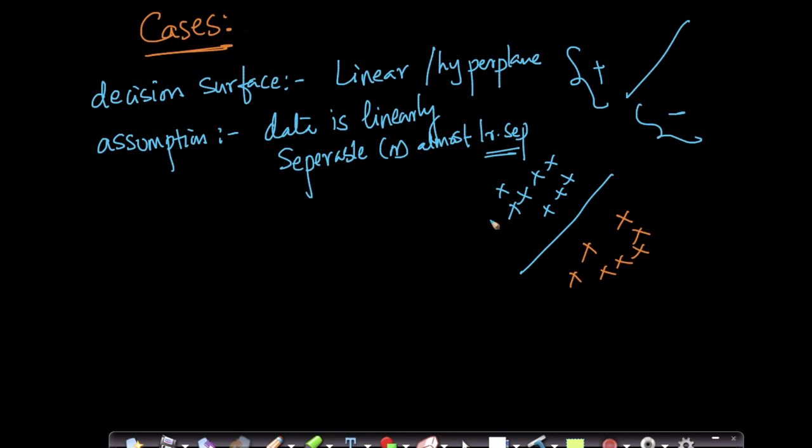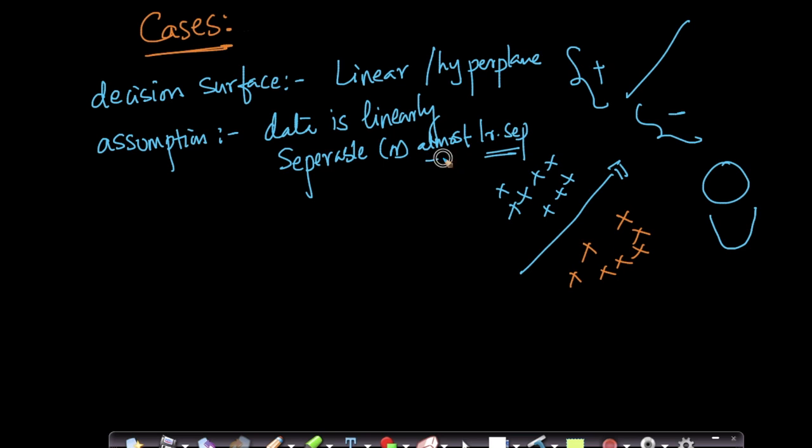Linear separability basically means there exists a hyperplane, because a hyperplane is like a linear surface, right? It's a straight line. So surfaces like circles, or any other complex surfaces like parabolas, are called nonlinear surfaces or quadratic surfaces, right? And this is called a linear surface. So the assumption that is underlying logistic regression is that your data is linearly separable or almost linearly separable.